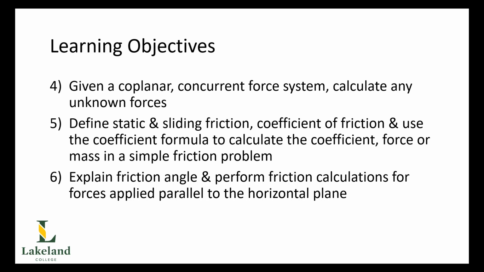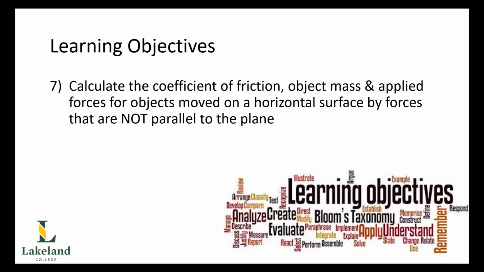5. Define static and sliding friction, coefficient of friction, and use the coefficient formula to calculate the coefficient, force, or mass in a simple friction problem. Number 6, explain friction angle and perform friction calculations for forces applied parallel to the horizontal plane. And then finally, objective 7, calculate the coefficient of friction, object mass, and applied forces for objects moved on a horizontal surface by forces that are not parallel to the plane.